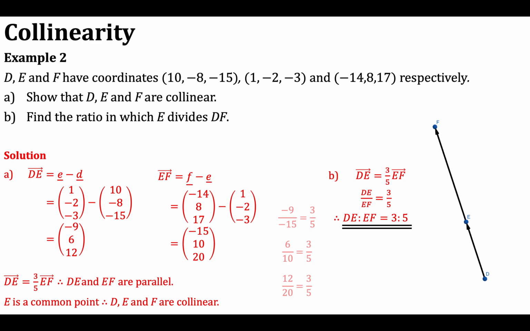And if we have a look at the picture of that, you can see what's going on here. You can see that DE is 3/5 of EF, and you can hopefully see now that the ratio in which E divides DF is 3:5.